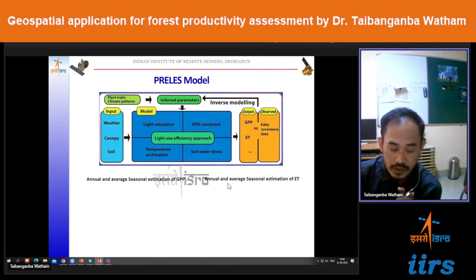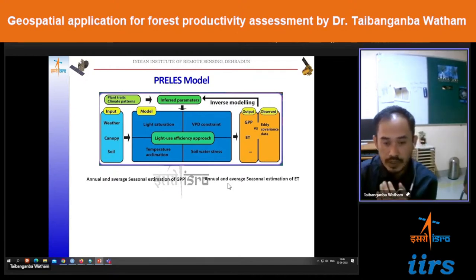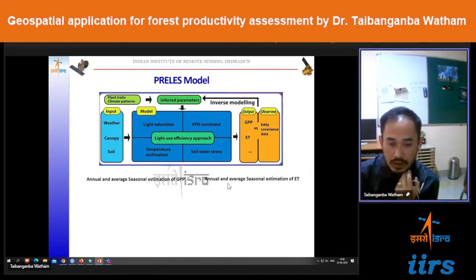As we know, both evapotranspiration and photosynthesis are coupled together. So in this model, they try to capture more of the phenomenon which is actually taking place in the plant during photosynthesis. In this, PRELES, the full form is predicting light use efficiency, evapotranspiration, and soil moisture. So if you look for the full form of PRELES, you'll be able to find that one.